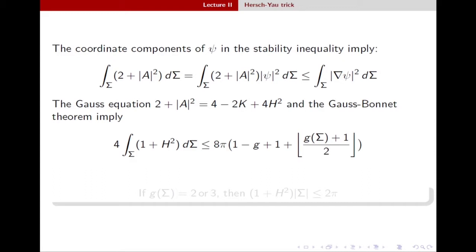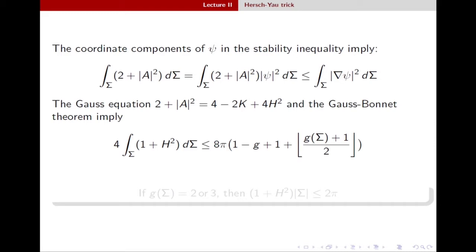So the left hand side can be estimated in terms of geometric data and the genus of your surface. On the other hand, in the right hand side we also have the upper bound in terms of the topology of the surface, and now you just need to confront those two pieces of information, and the inequality you get is the one that appears here.